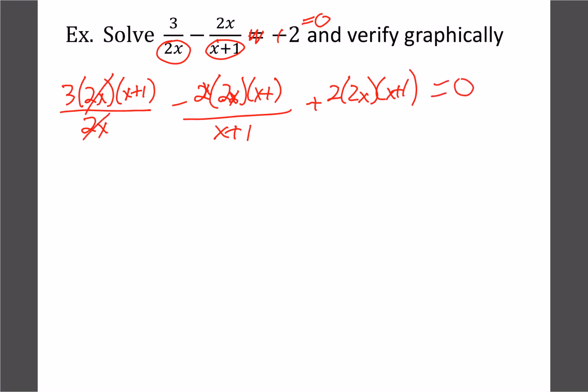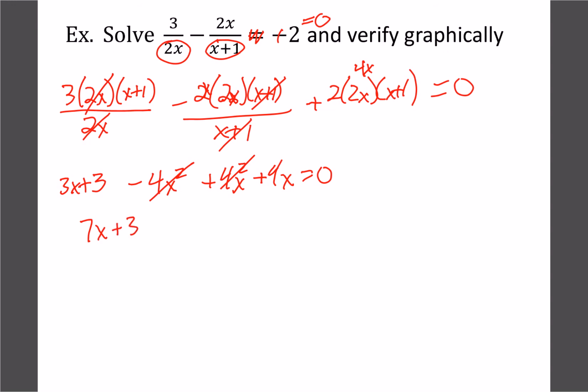So now when we simplify, we can see the 2x's cancel, so we get 3x plus 3. Here the x plus 1's cancel, so we get 2x times 2x would be 4x squared. And our last one we'd have 2 times 2x would be 4x. So 4x times x plus 1 would be 4x squared plus 4x equal to 0. And now if we simplify all this, our 4x squareds cancel. So we get 7x plus 3 equal to 0. And we can rearrange and solve that. So x equals negative 3/7.